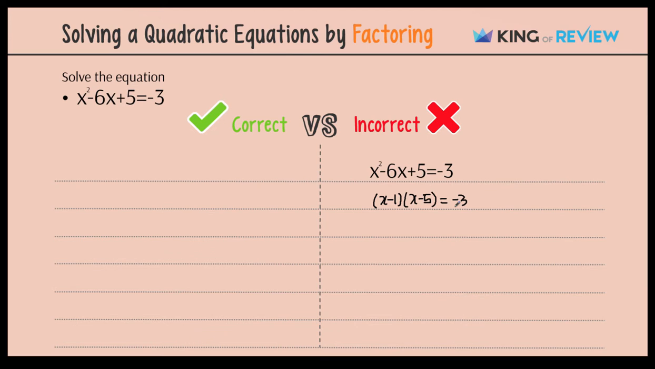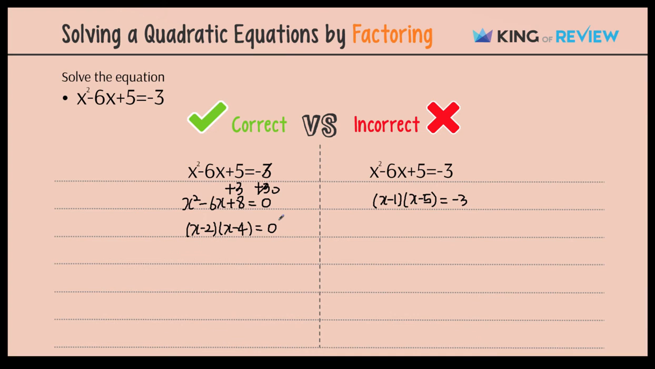We should make the right side 0 to use the zero product property. The first step is to write the equation in standard form by adding 3 to both sides. This is 0, so we got x squared minus 6x plus 8 equals 0. Now we can factor the left side. So we got x minus 2 times x minus 4 equals 0.